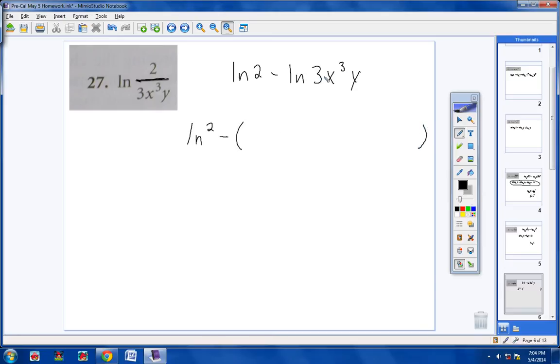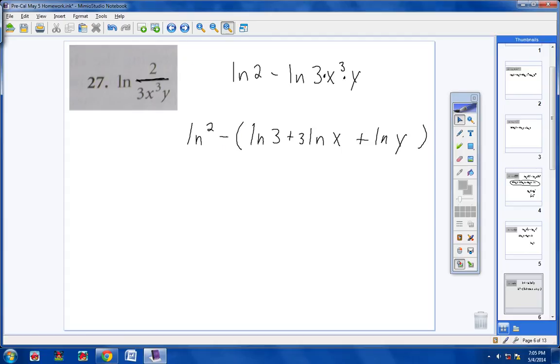You have 3 times x cubed times y. So I can split that product up into natural log of 3 plus the natural log of x cubed plus the natural log of y. And then you should be able to see by now, you would grab this 3 and put it right here. And then students, the only thing left to do is to take this negative sign.